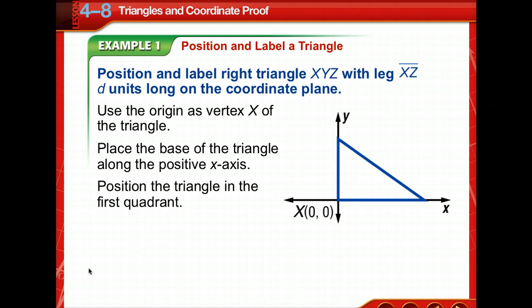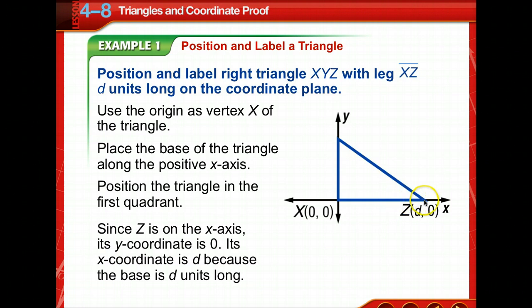So looking at this example, we're going to use the origin and the axes to position the figure. That way we have some square ground rules where we're going to go. And it's easier to see if we use the origin and we place the base of the triangle along the x-axis, and we're going to place the triangle also in the first quadrant. We're working with all positive numbers that way.